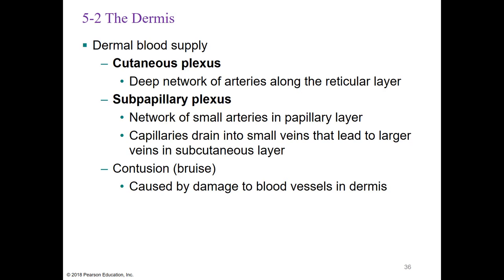And a contusion is a bruise. This would be caused by damage to blood vessels in the dermis, and those blood vessels would bleed out into the dermis, which can cause a bruise.